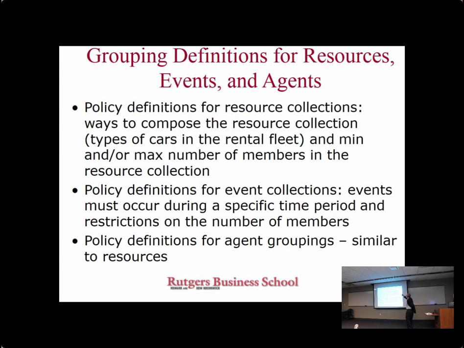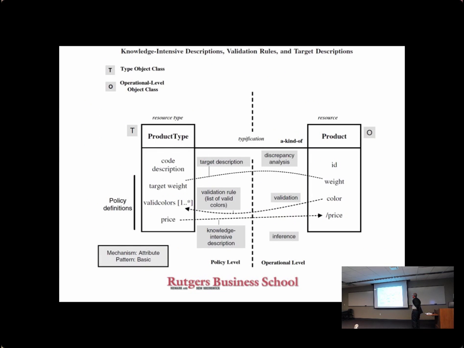So for the agents, it's going to be similar to the resources. We can define policies in the same way. Okay, so let us look at some examples. Here we'll see a number of examples of how this is all applied to the REA systems. Here we are dealing with the basic pattern, right? There is this operational level, and at the operational level we'll have a resource.